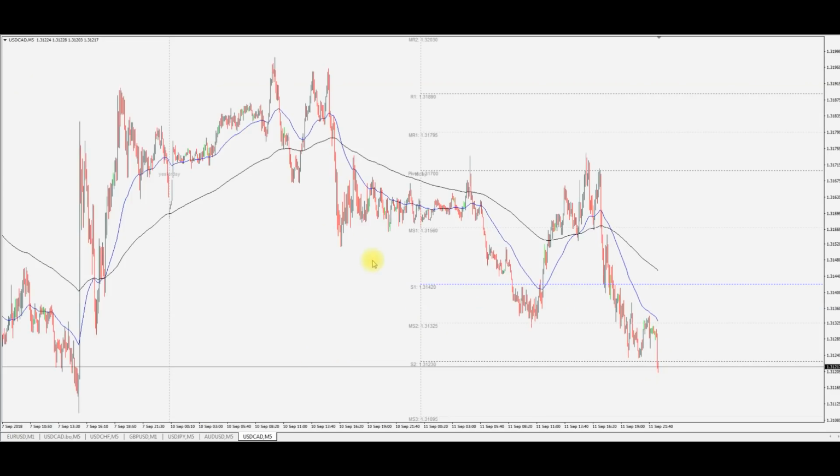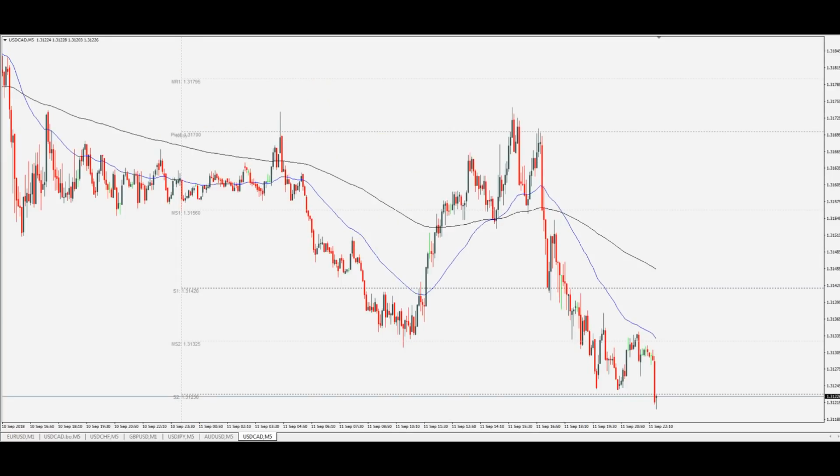So what can I see? There is our daily pivot point here, and as you can see, the market reacts at the pivot points, right? Great way. This is market cycle, so we can see the market.